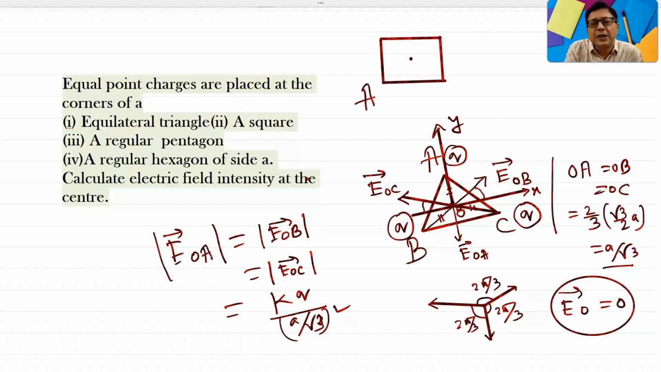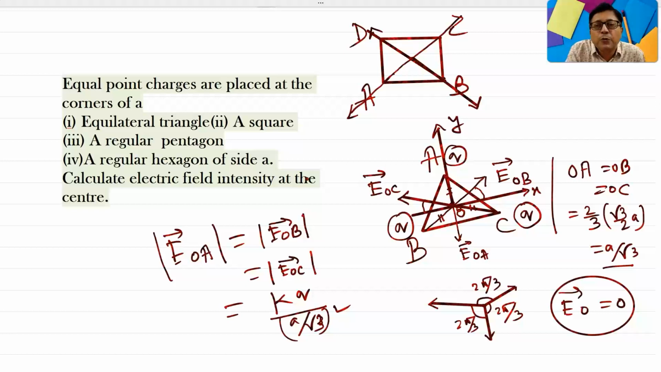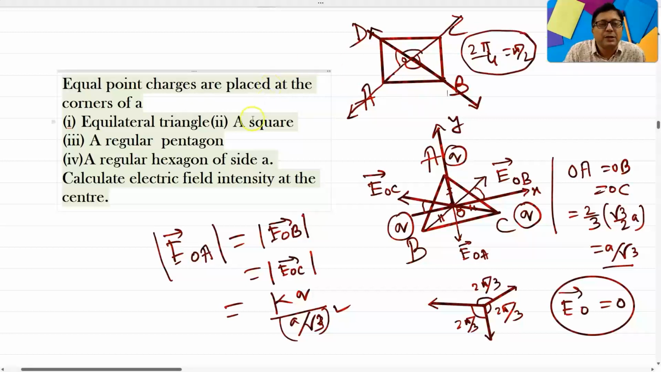Now, 4 charges are there, A, B, C, D. Electric field due to A will be directed this manner. Due to B, electric field will be directed this manner. Due to C, this manner. Due to D, this manner. Now these 4 forces will divide the angle in the surrounding of the point O in 4 equal parts. What are those 4 parts? 2 pi by 4, that is equal to pi by 2. So electric field has to be 0 over there.